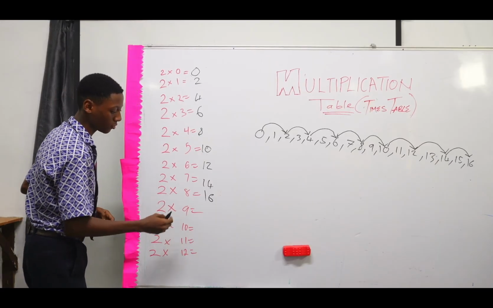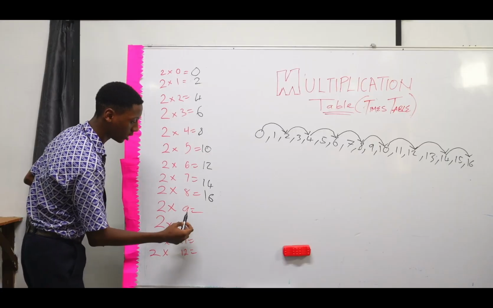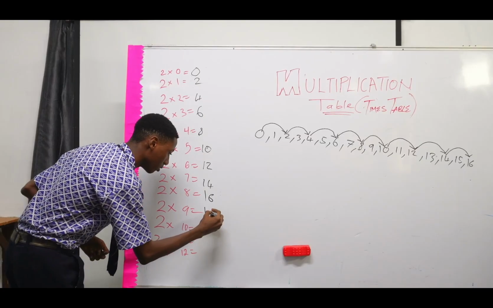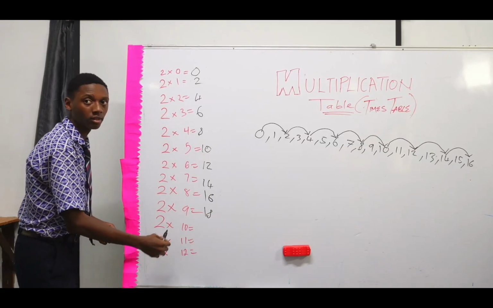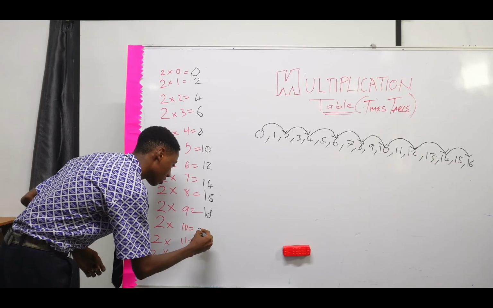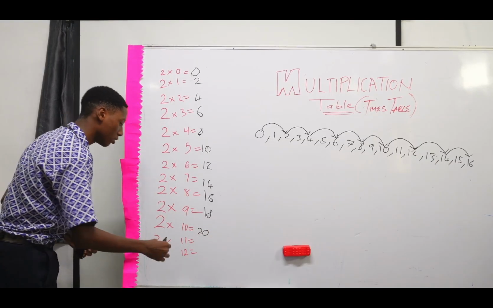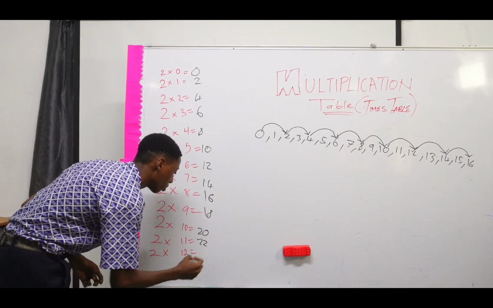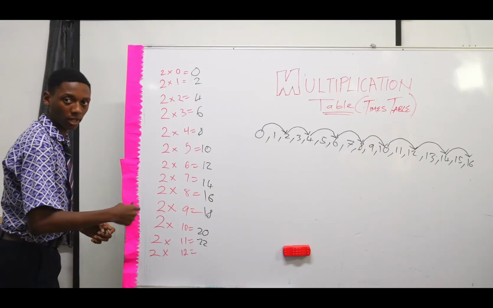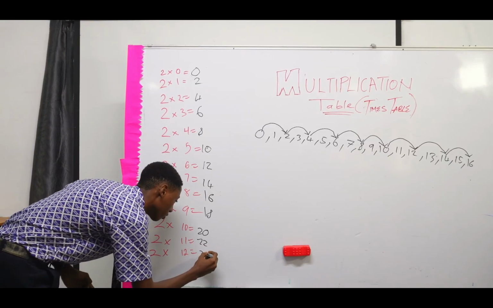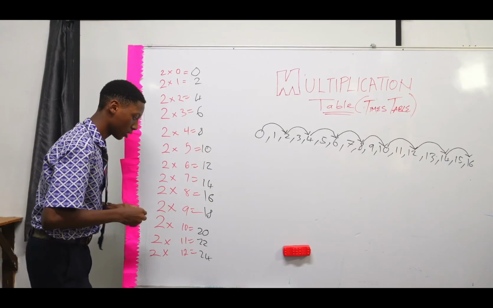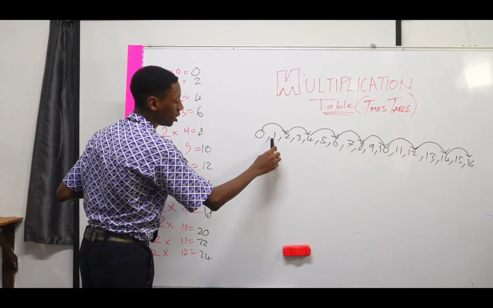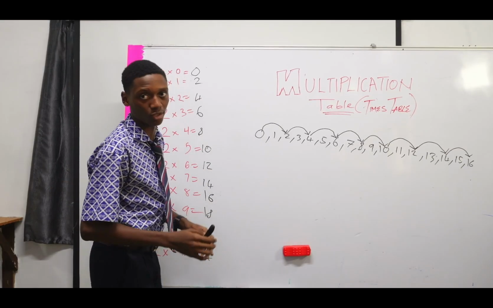Now, let's try to finish it. 2 times 9 here, as I said before, skip 17, you get 18. 2 times 10, skip 19, you get 20. Keep skipping. For 2 times 11, if you skip again, you get 22. 2 times 12, if you skip again, you get 24. Now, the trick is try finding even numbers and keep skipping a number till you get your answer. That's the trick for the 2 times table.